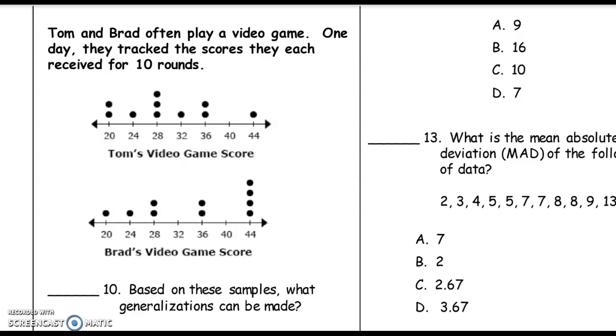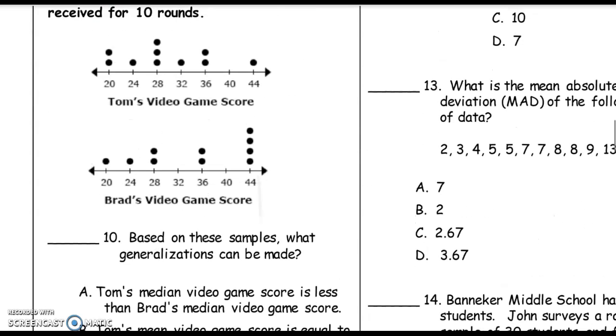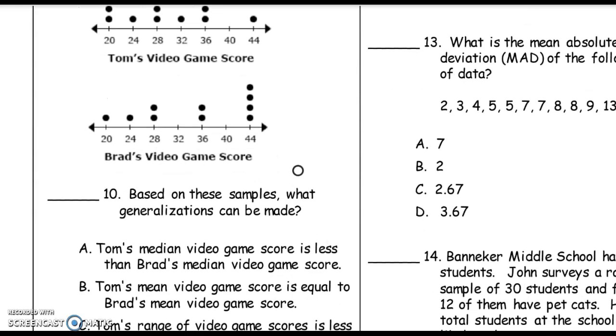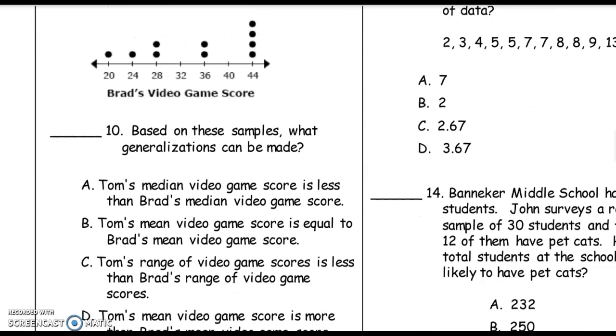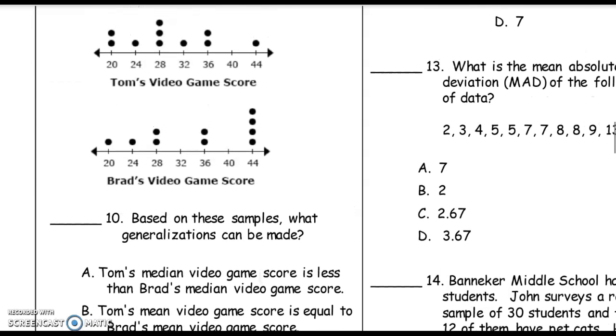All right, here, Tom and Brad often play video games. One day they track their score for 10 rounds. Based on these samples, what generalizations can be made? Well, looking here, it looks like Brad has a little bit more better scores here, closer to 44. So it says Tom's median video game score is less than Brad's. Tom's mean, Tom's range, Tom's mean. Okay, so it looks like I need to calculate.